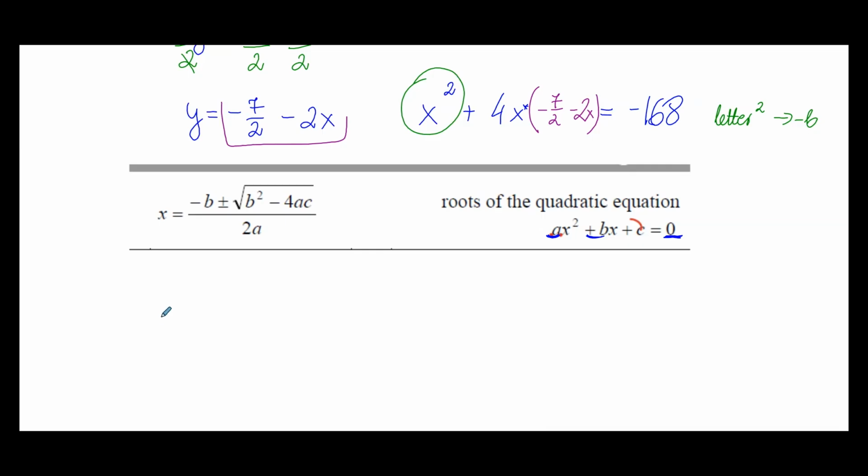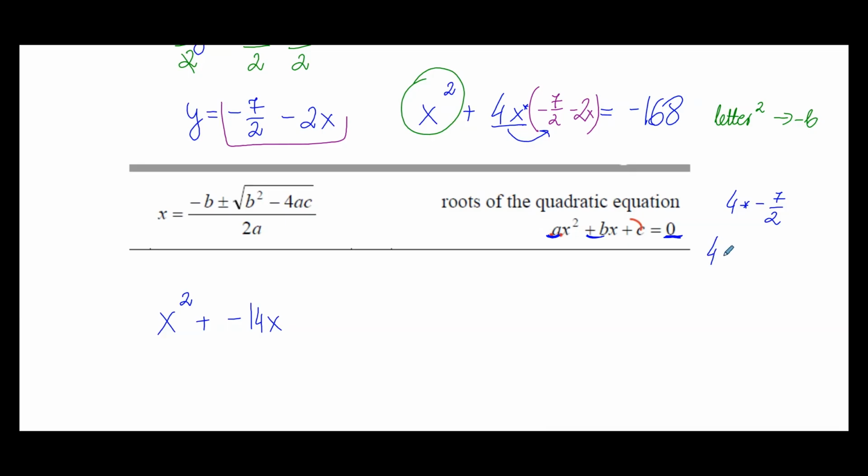So x to the power of 2, just copy, paste, plus, and then I have 4x multiplied by minus 7 over 2. What we put in the calculator is 4 multiplied by minus 7 over 2. My apologies, my brain goes further. When we put that in the calculator and press equal, we get minus 14, isn't it? So I have minus 14. And let's not forget there is x beside it. And then minus 4 multiplied by minus 2x.